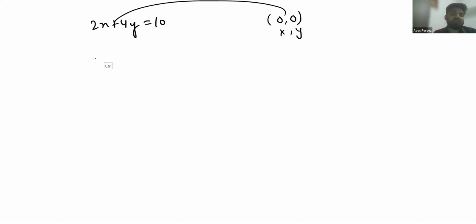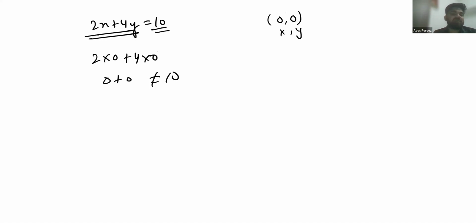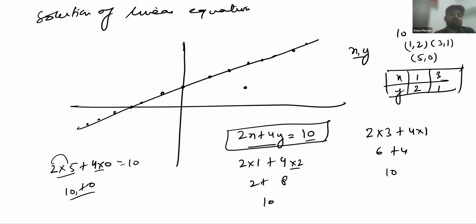Let's check whether this line is passing through the origin. For the origin, we have the (0, 0) coordinate, that is x and y. Put the values in this equation: you will get 2 into 0 plus 4 into 0, so 0 plus 0 is not equal to 10, because here LHS is not coming equal to RHS. You are getting 0 here, but it is 10 on the right hand side. So we can say that the point (0, 0) will not lie on this line. This is not a solution of this line. Solution means the point that can lie on it.